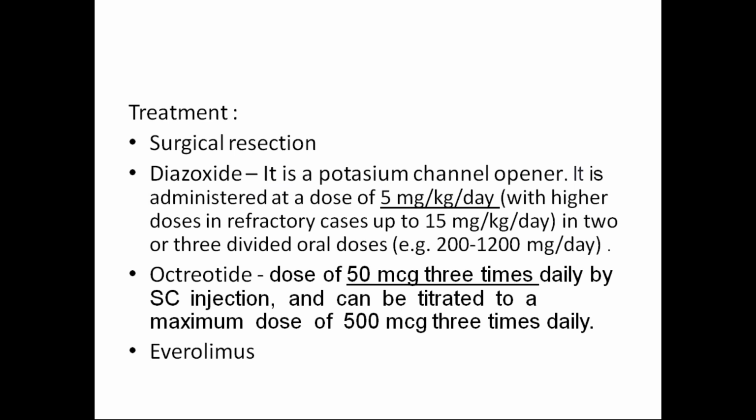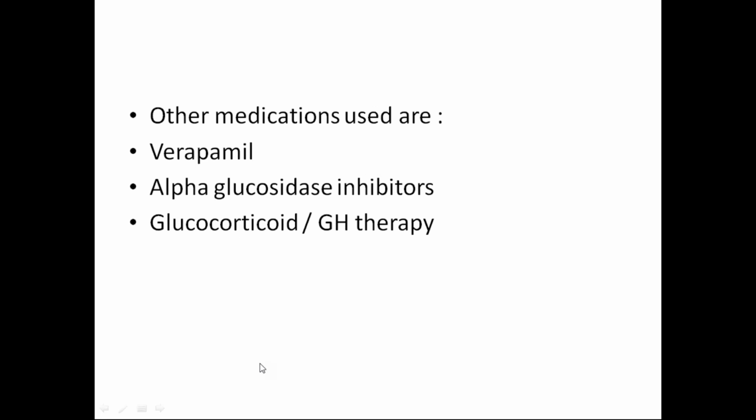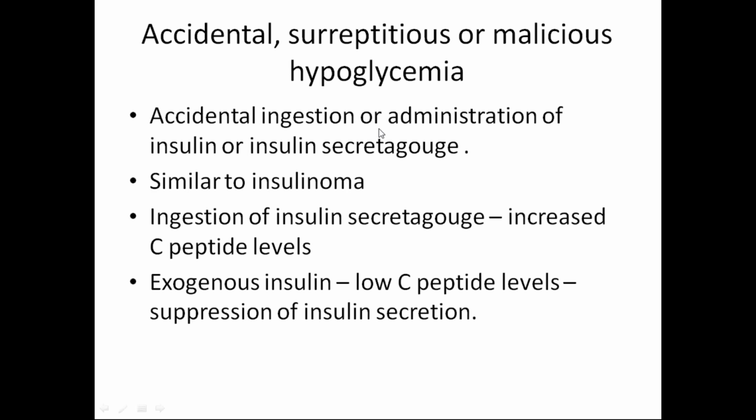When the potassium channel is opened, there will be hyperpolarization of the beta cells, causing decreased production of insulin. So diazoxide, just remember it. And octreotide can be used. Even everolimus, an immunomodulator. Other medications are verapamil, a calcium channel blocker, alpha glucosidase inhibitors, and glucocorticoid therapy.